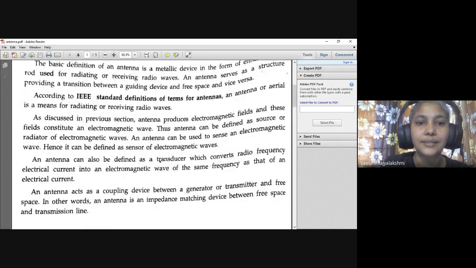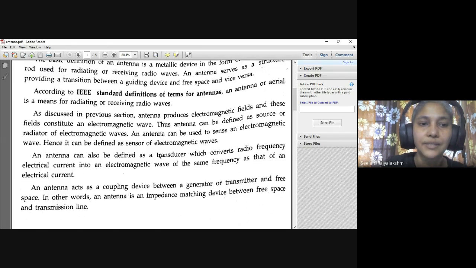An antenna acts as a coupling device between a generator or transmitter and free space. In other words, an antenna is an impedance matching device between free space and transmission line. So these are the definitions of antennas.